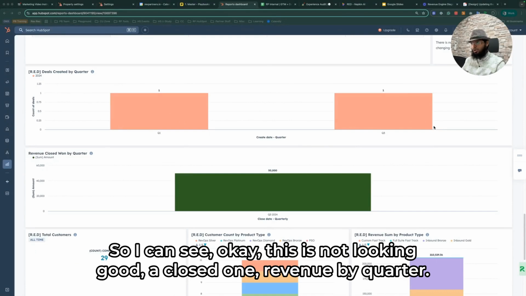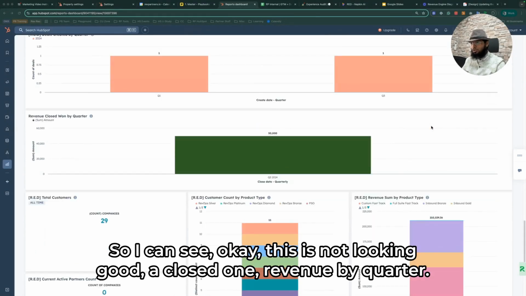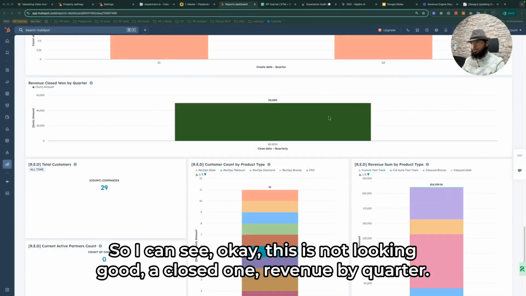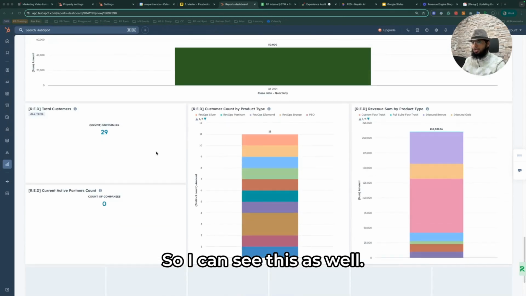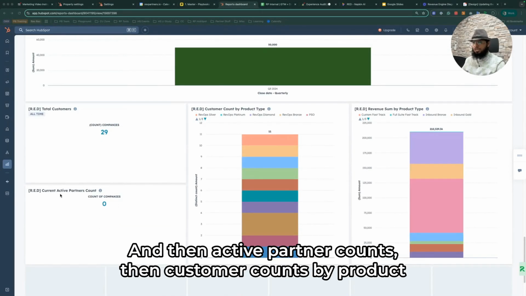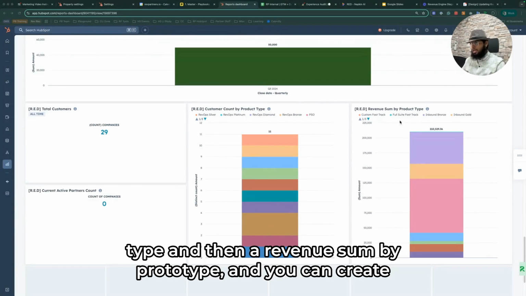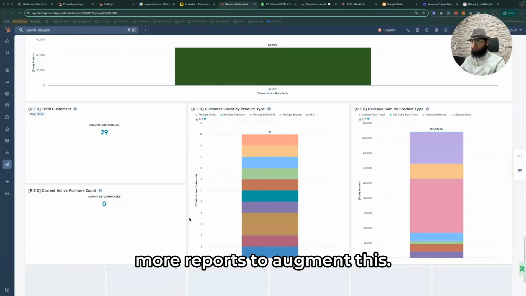Deals created by quarter, so I can see, okay, this is not looking good. Closed won revenue by quarter, so I can see this as well. Total number of customers, and then active partner counts, then customer counts by product type, and then revenue sum by product type. And you can create more reports to augment this.